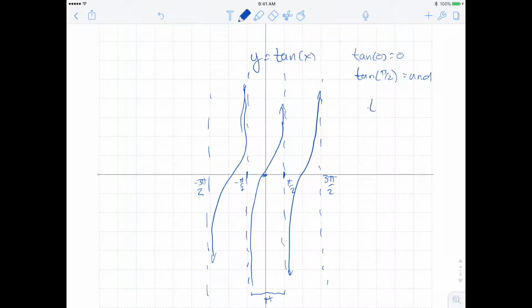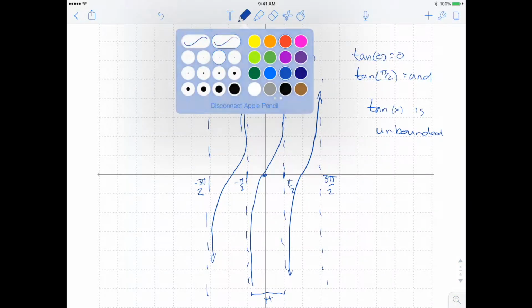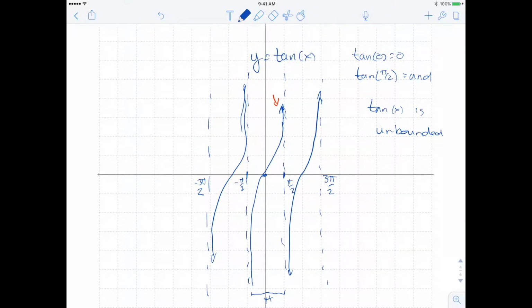And this is unusual because tangent of x is unbounded. There is no value that tangent is always going to be bigger than or smaller than. We see this vertical line here, and the graph goes all the way up to, but not including, that vertical line. So actually any value of tangent can be valid.